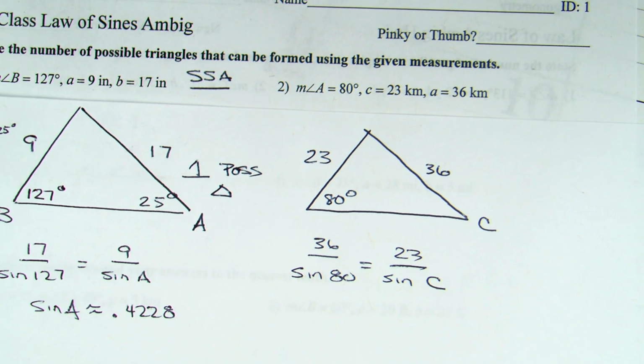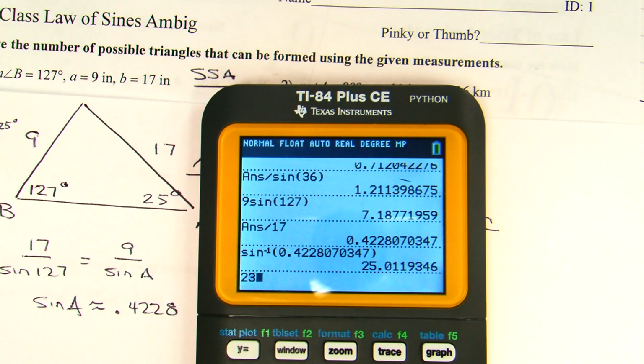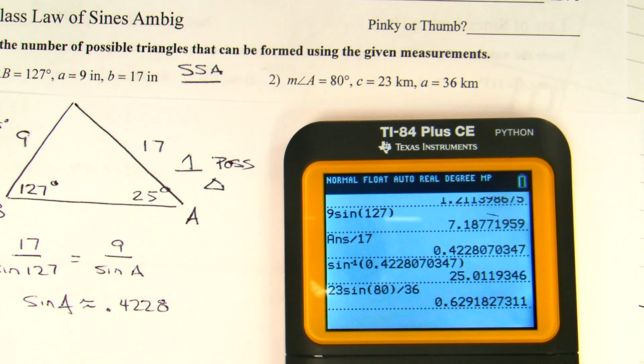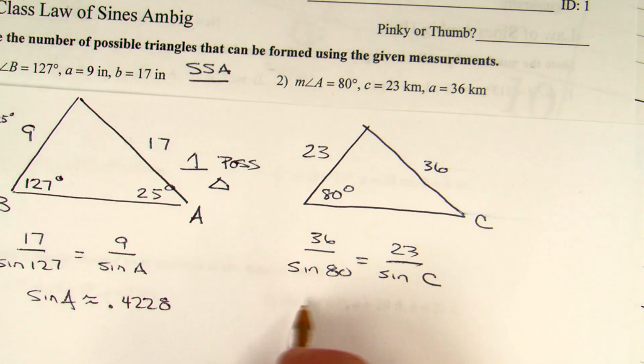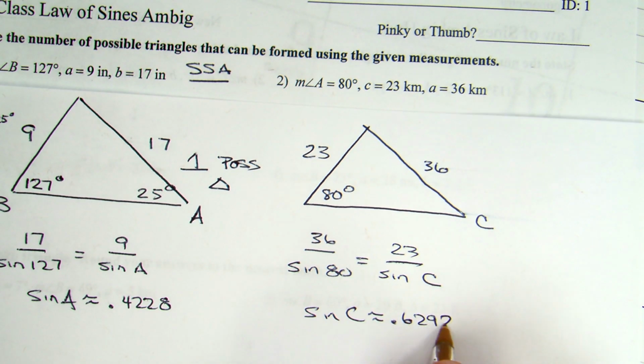When I multiply, sine 80 is going to get multiplied by what? When I cross multiply, what am I multiplying sine 80 by? 23. What am I going to divide that by then? Good. So 23 sine 80 divided by 36. Sine C is approximately 0.6292.